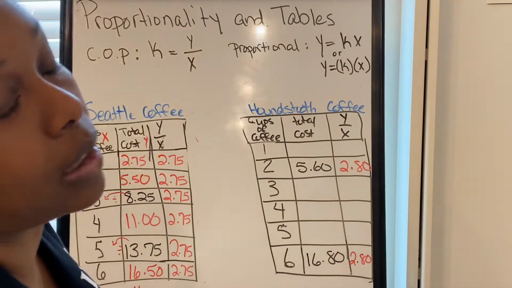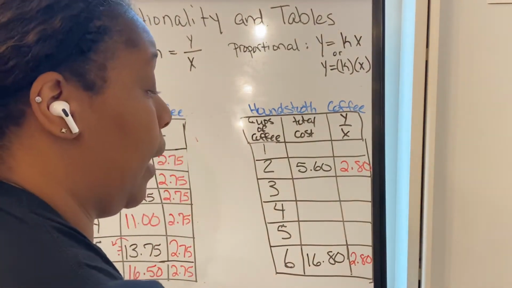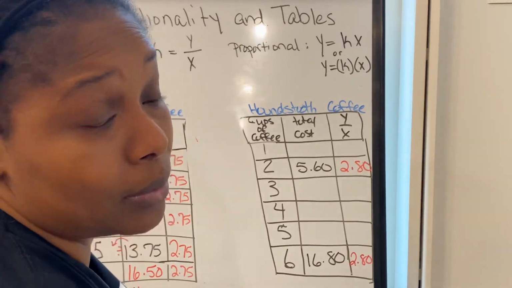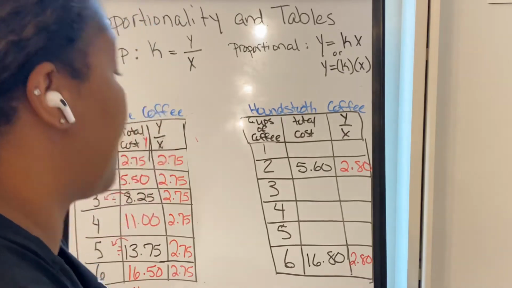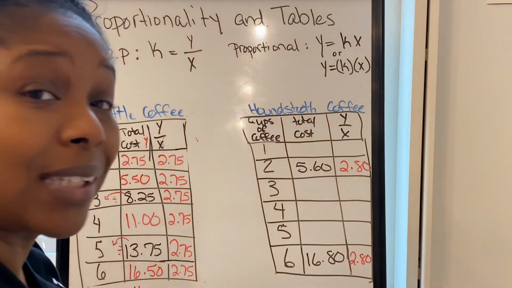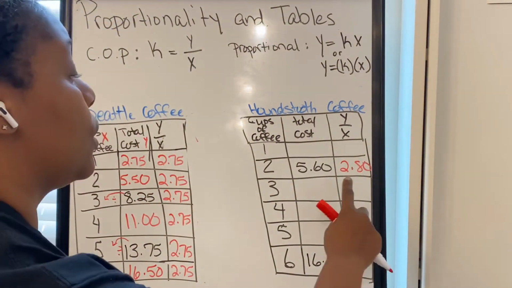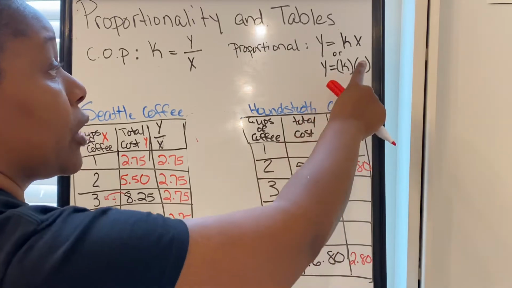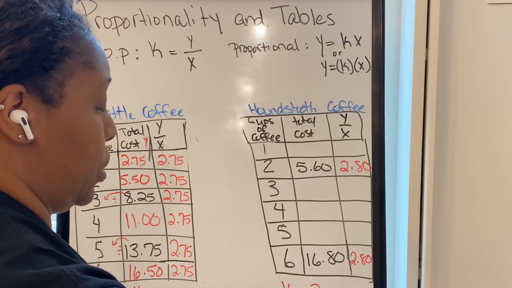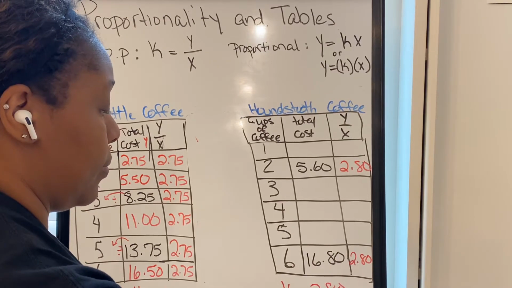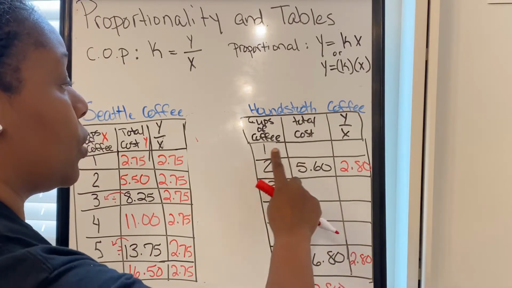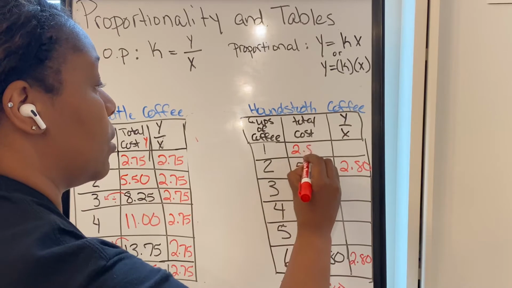$2.80. Y'all know how I feel about saying point. 2 and 8/10. Or $2.80 because we're talking about money. We're not talking about decimals. So the same thing I did over here, I'm going to do here. The same concept, okay? So $2.80 times 1, because remember, I'm doing my constant, which is $2.80. I'm doing my constant times everything here. $2.80 times 1 is $2.80.